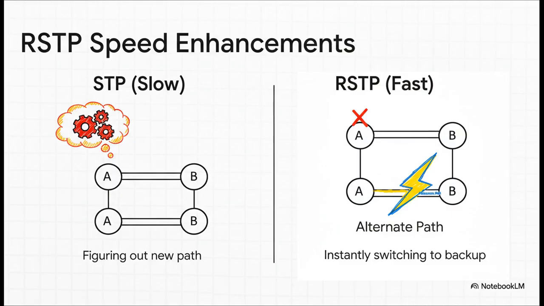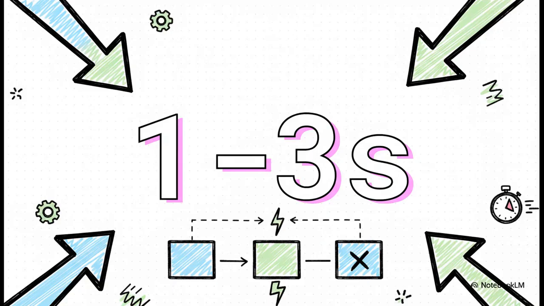Well, RSTP is smarter. It adds these new port roles called alternate and backup. Think of these ports as being on standby, like a runner in the starting blocks, just waiting for the signal. They've already figured out where they need to go if the main path fails. So instead of a long recalculation process, they can just go, almost instantly. And the difference is just staggering. We go from 30 to 50 seconds of downtime with STP all the way down to just 1 to 3 seconds with RSTP, sometimes even faster. That's not just an improvement, it's a complete game changer.